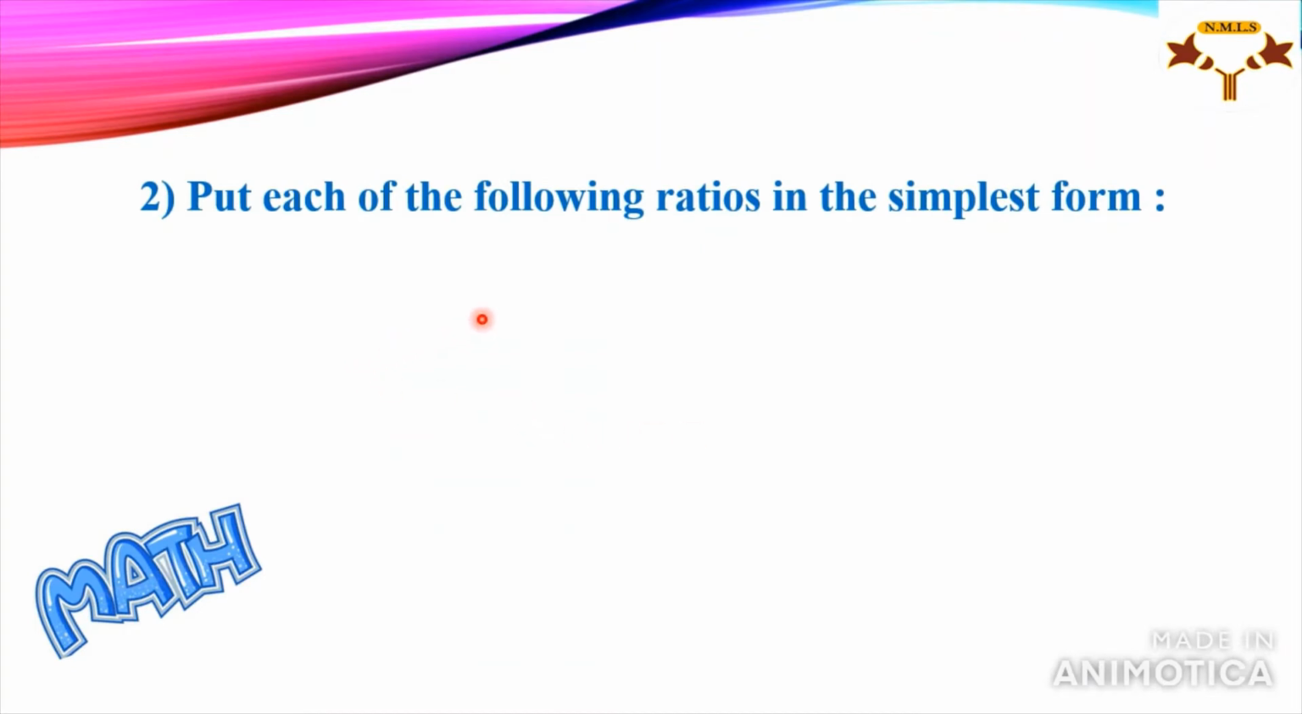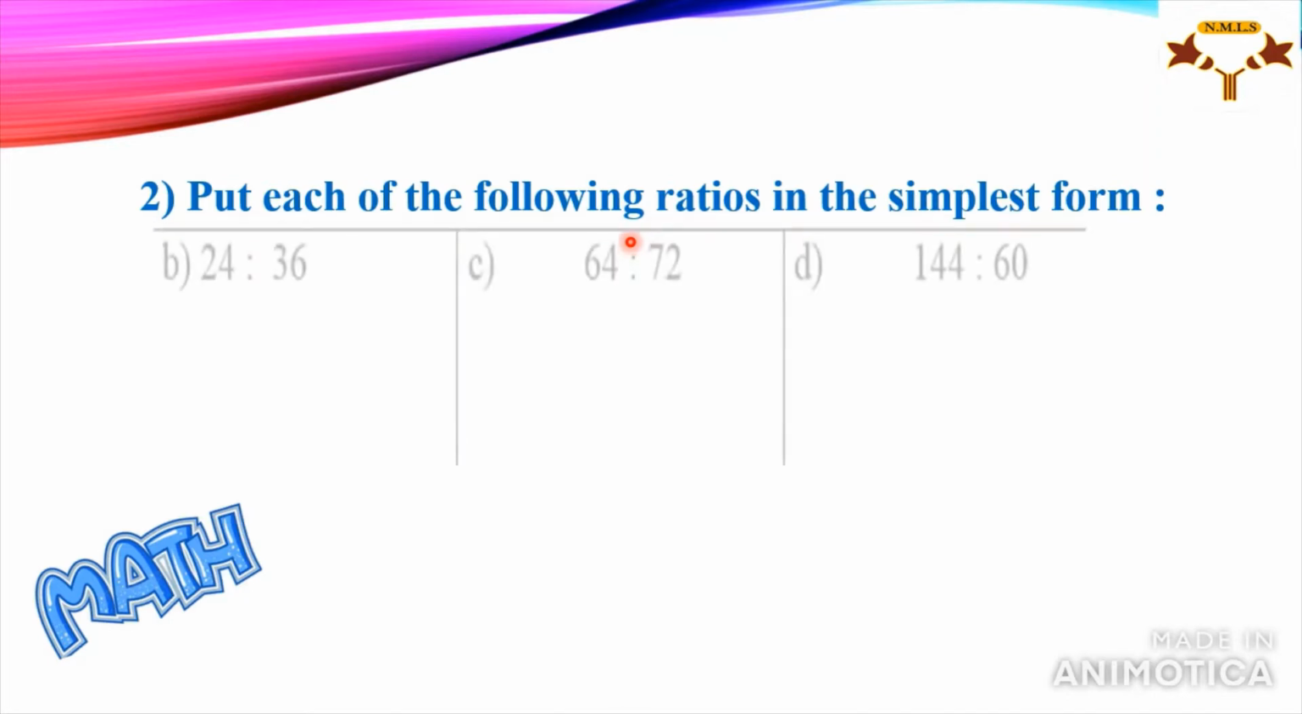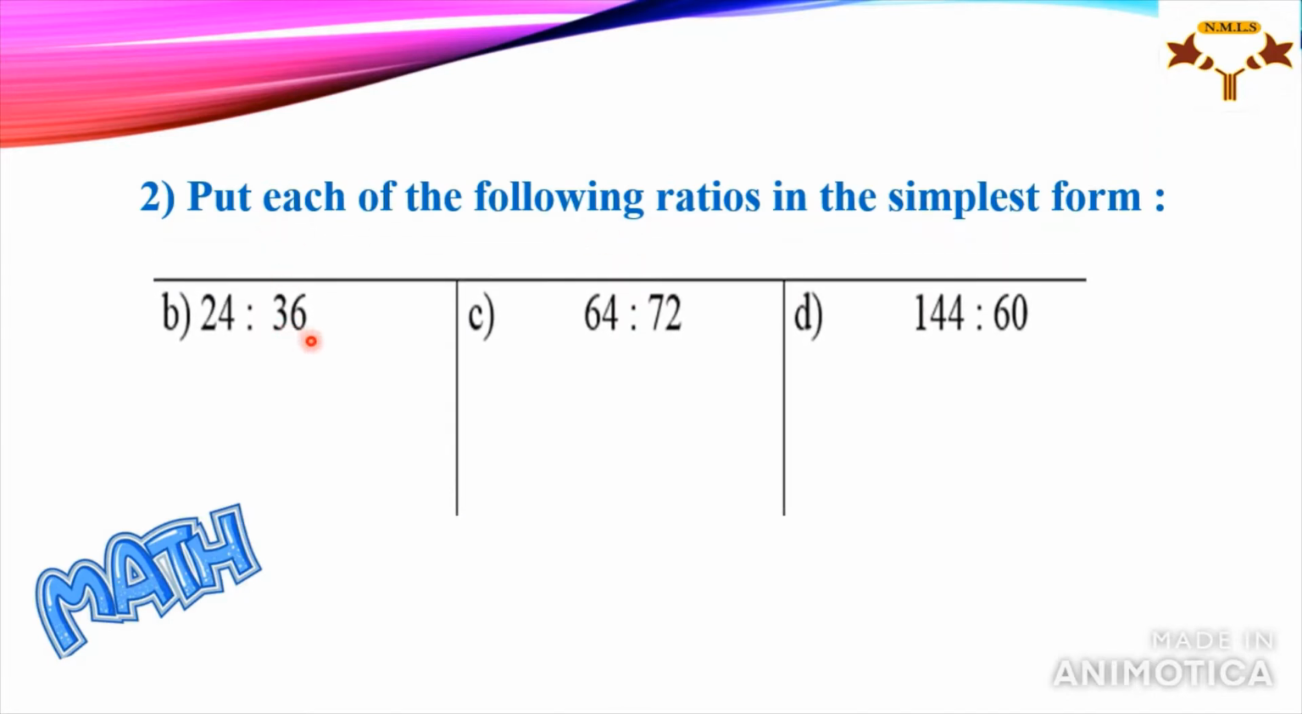Let's see here an example to simplify ratios. I have number B, 24 to 36. This example is from your booklet. I want to put it in the simplest form. Here I have 24 and 36.